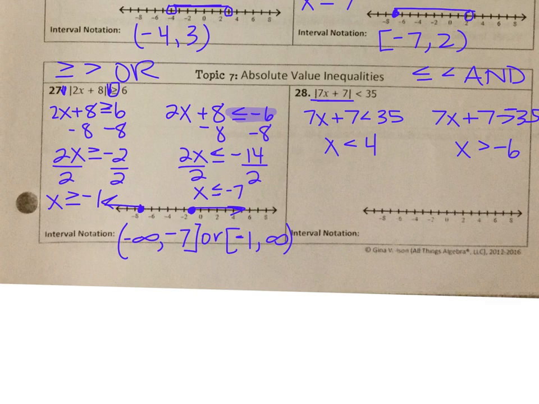Okay, let's graph these. They're going to go together because there's an and. Open circle on the 4. Closed circle on the negative 6. Bracket, negative 6, 4, parenthesis.